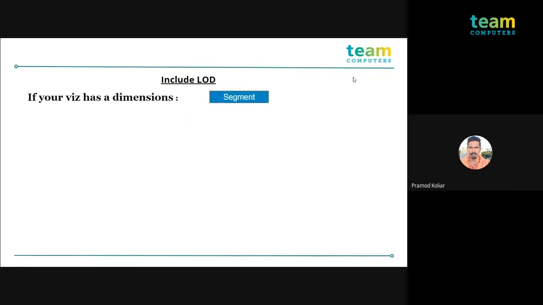So in order to see how it works, let's look at this example. If your view has a dimension called segment, you have written an LOD expression. I missed the include part over here. Okay, no issues. I'll show that in my Tableau desktop. So consider this as include. So include category sum of sales.